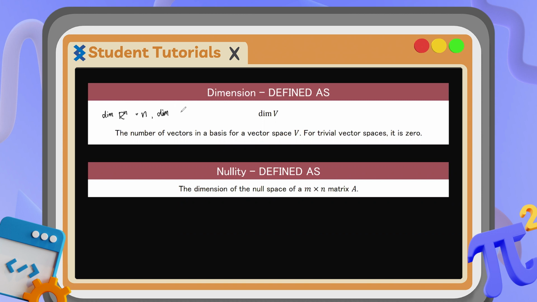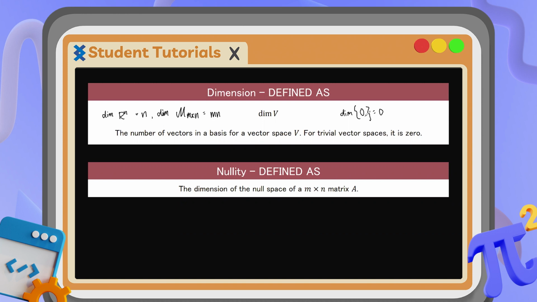Similarly, if you're trying to take the dimension of the set of m by n matrices, it's equal to m times n. And again, for trivial vector spaces, it is equal to 0. So the dimension of the space containing only the 0 vector is just 0. And this property is actually useful once we discover the theorem later on.